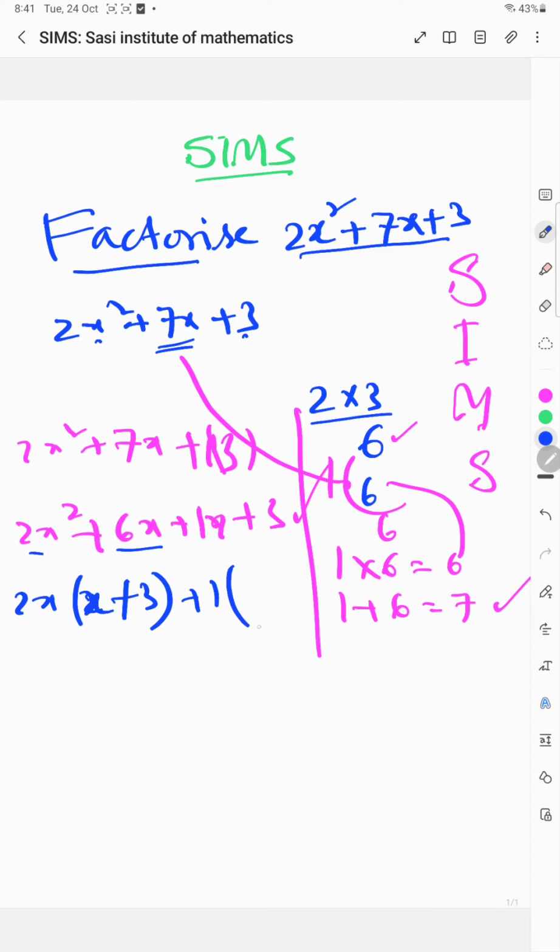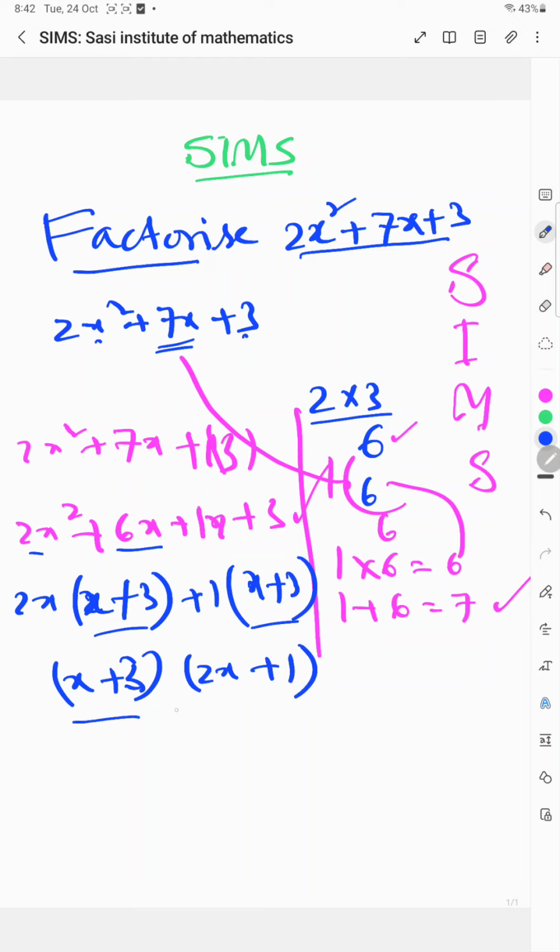Again, 1 is common, x plus 3. Because we can adjust it for the purpose of factorization. So x plus 3 is taken out. Remaining here is 2x, and here, with x plus 3 already taken, only plus 1 remains. So x plus 3 and 2x plus 1 are the factors of 2x square plus 7x plus 3.